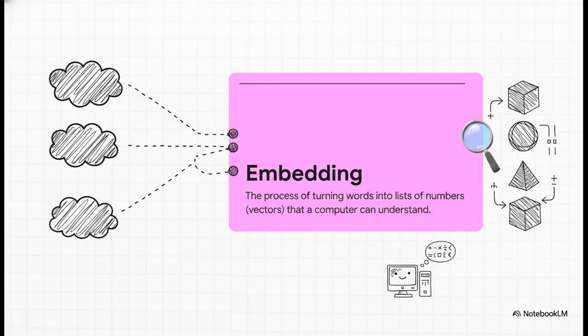Look, computers don't get English, right? They get numbers. They speak math. So the very first thing we have to do is translate every single word into its own list of numbers. We call that list a vector. That's the language the AI can actually work with.